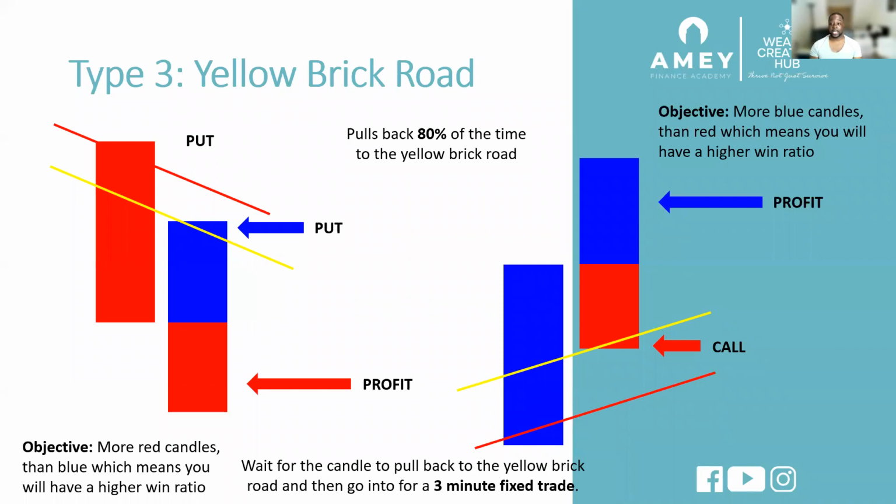So when it pulls back to that line, that is a great way because you have more chances of getting to more trades. So when it pulls back to the yellow brick road, that's what's amazing. When it pulls back to that line, you know to go into that trade. You know the ballpark figure, the area you need to go into it. So when it pulls back, great, you go into it. And then you go for a 3 minute fixed.